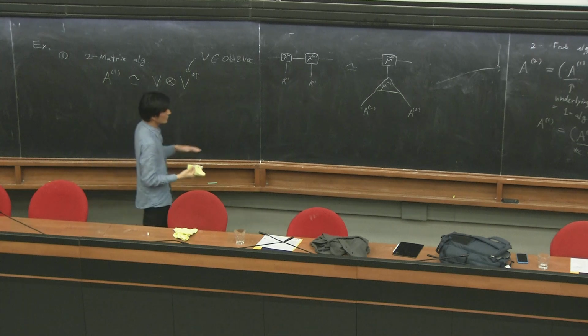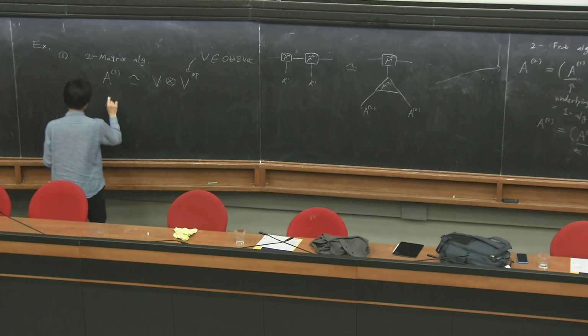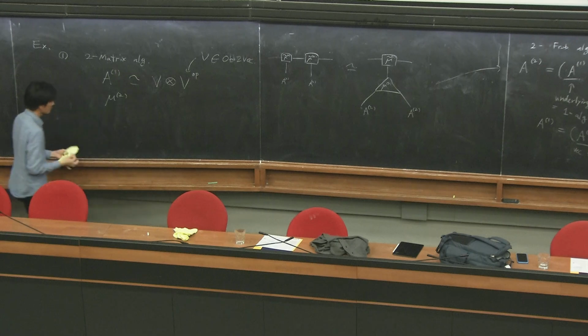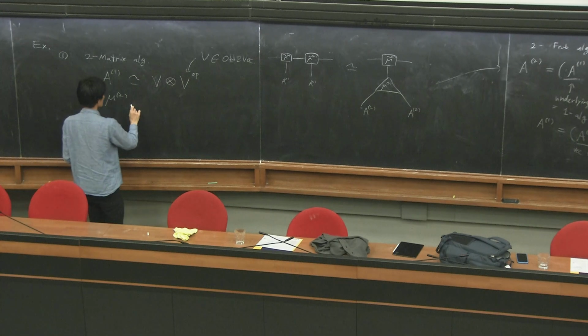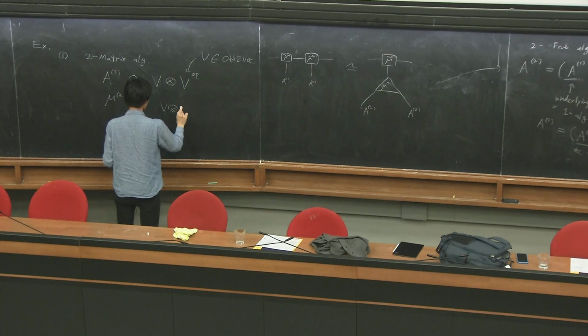Then you can equip all the structures. For example, the 2 multiplication in this case, you can take it to be like B tensor B tensor B. Maybe you need something up there. I'm not sure.